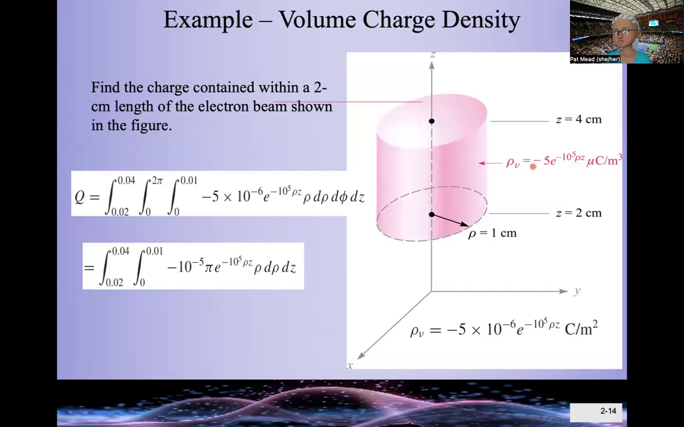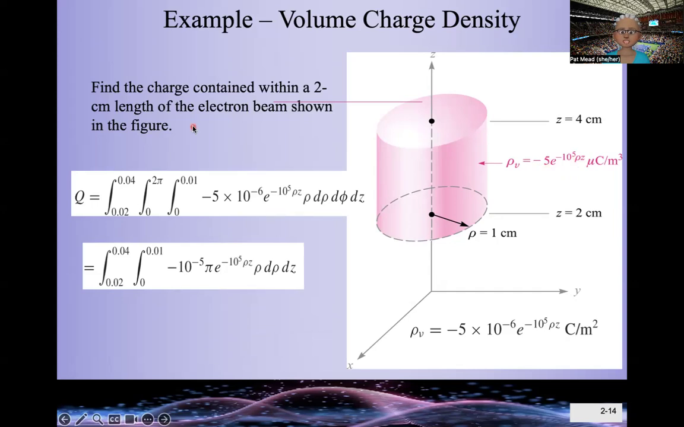Here's a case where the volume charge density is in microcoulombs per meter cubed, and the expression is proportional to how far you are away from the axis. That's what rho is. In a cylindrical system, rho is the radius of your circle, basically. So the radius of our circle in this volume goes from 0 out to 1 centimeter, right? After 1 centimeter, no more electron beam. But in the first 1 centimeter, you have a volume charge distribution. And it also is proportional to z. So depending on where you are along the z-axis, the volume charge density changes. But this is your expression for your rho sub v.